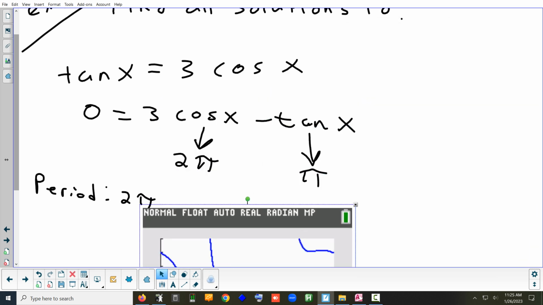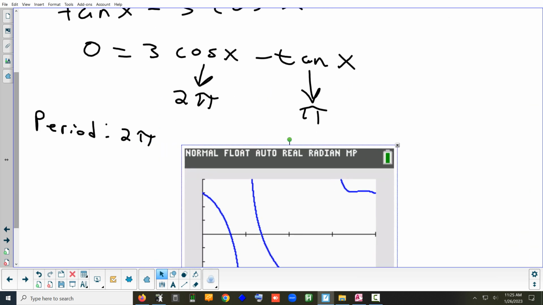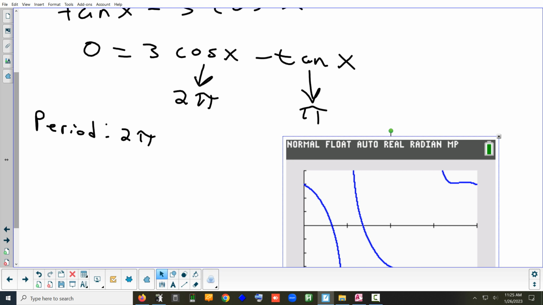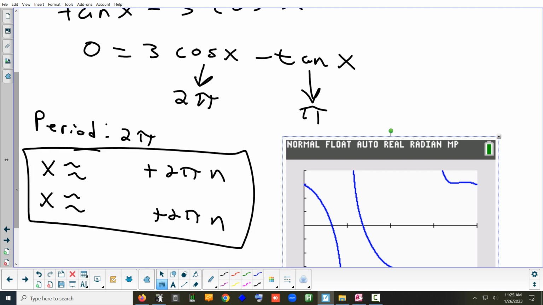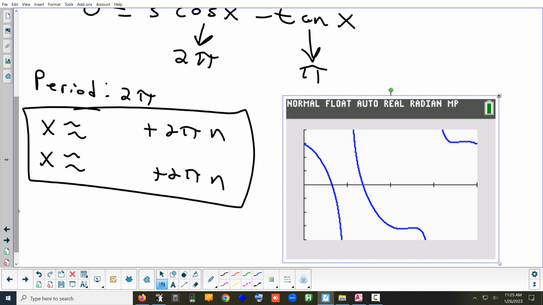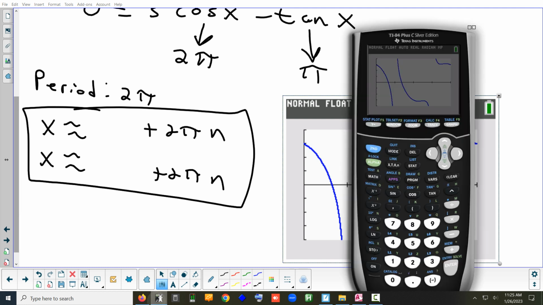Okay, how many answers do we get per cycle here? 2. So let's get that ready. Plus 2 pi n. Plus 2 pi n. Okay, I'll go ahead and find the one that's further to the left. If someone else can find the one that's a little bit more to the right, that would be helpful.